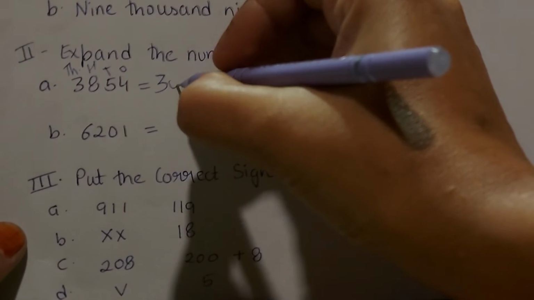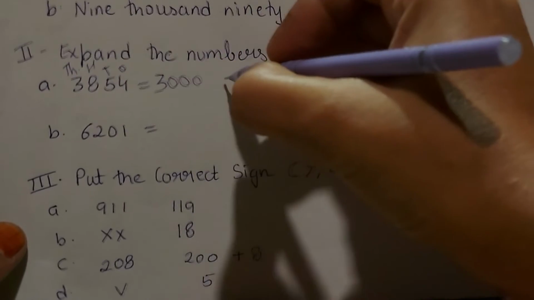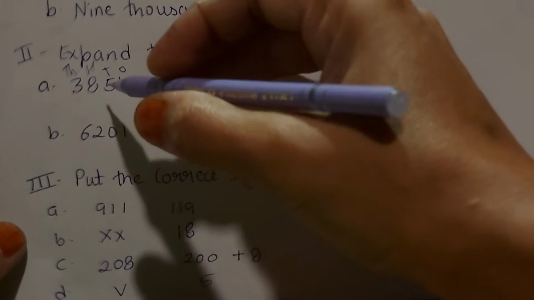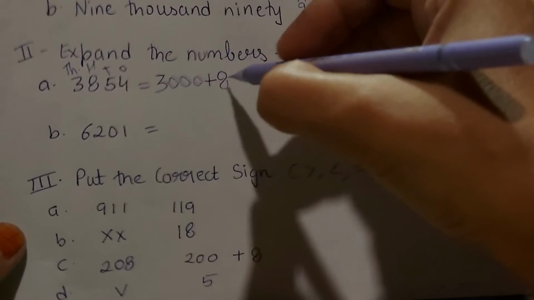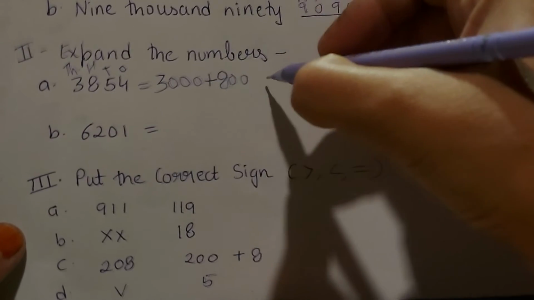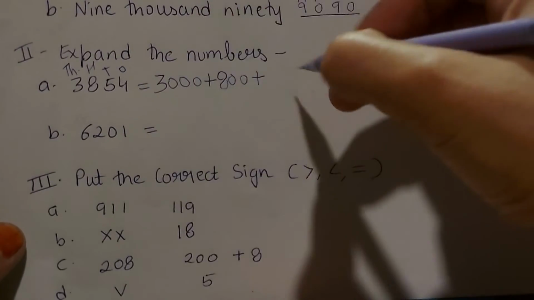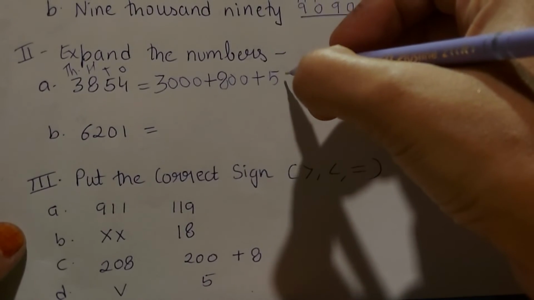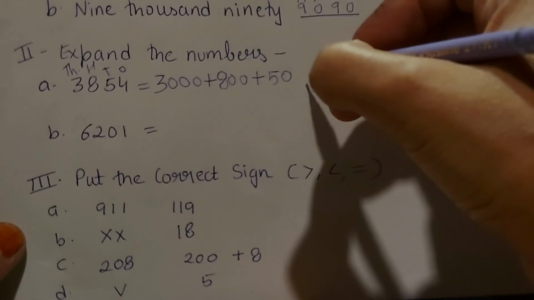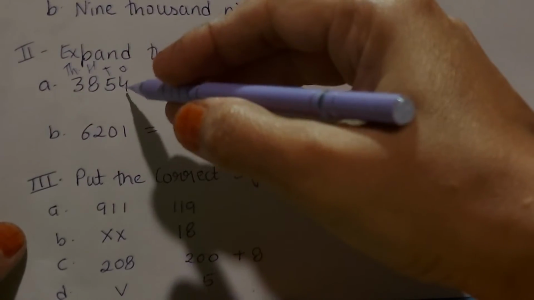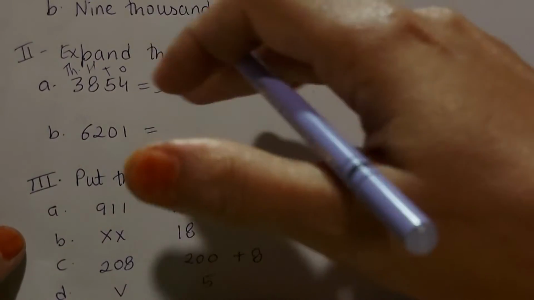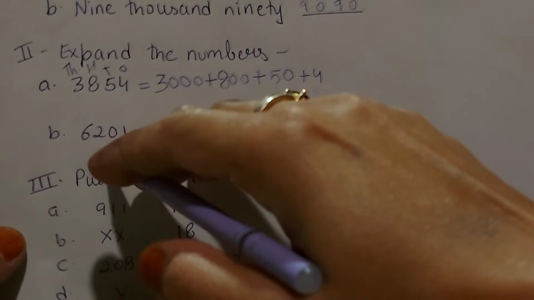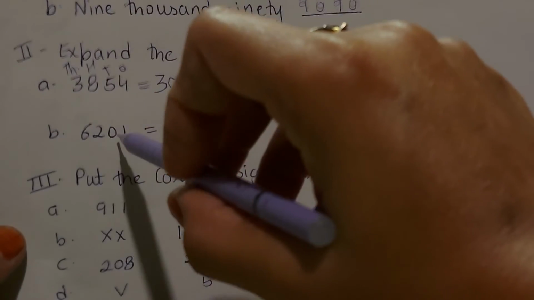3 numbers are given, means 3 zeros you'll put, 1 2 3, then plus, then comes 100, 8, and after 8 how many numbers are given? 2 numbers are given, so 1 2. Okay, plus write down 5. How many numbers are after 5? One number, means 1 1 0. Okay, then plus, and at one's place 4 is given, so write down 4. So this is the expanded form of 3854.